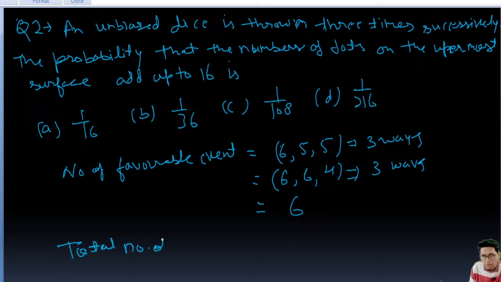Total number of events, right? Because we are throwing dice 3 times, right? So 6 into 6 into 6, that is the total. I will not solve it now, will solve in last.